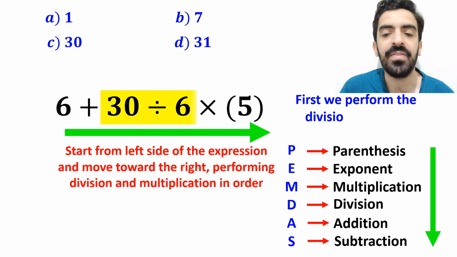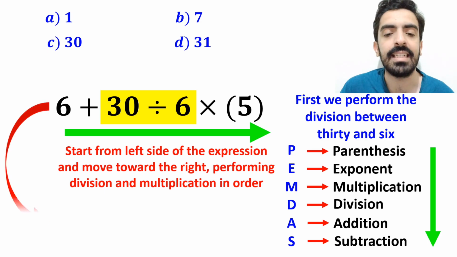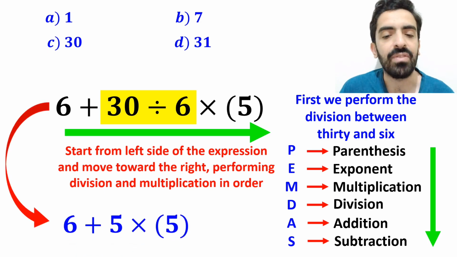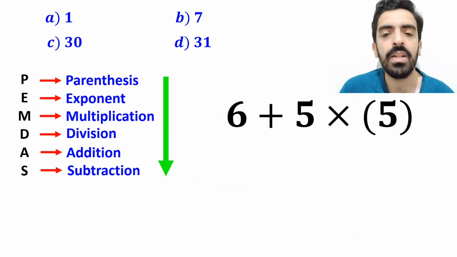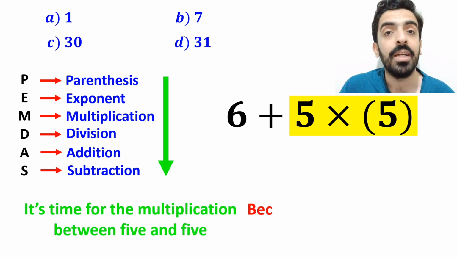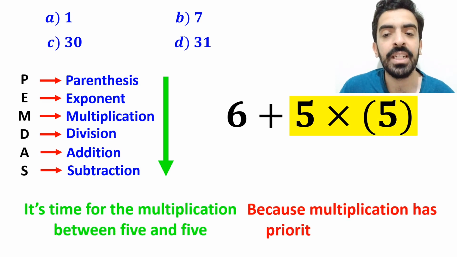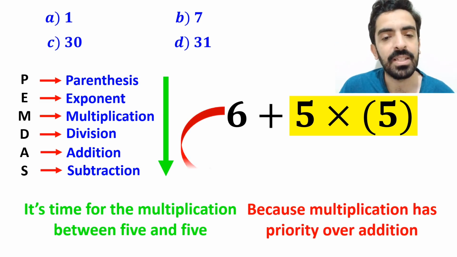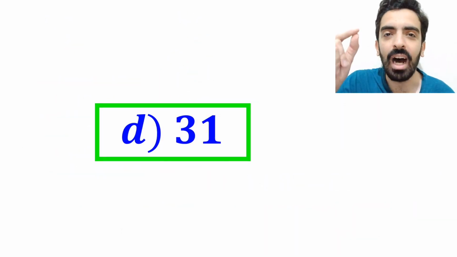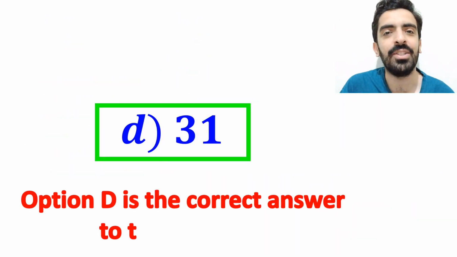So, first we perform the division between 30 and 6, which simplifies this expression to 6 + 5 × 5. And the final step, it's time for the multiplication between 5 and 5, because multiplication has priority over addition. So, instead of this expression, we can write 6 + 25, which ultimately gives us the answer 31. Therefore, option D is the correct answer to this question.